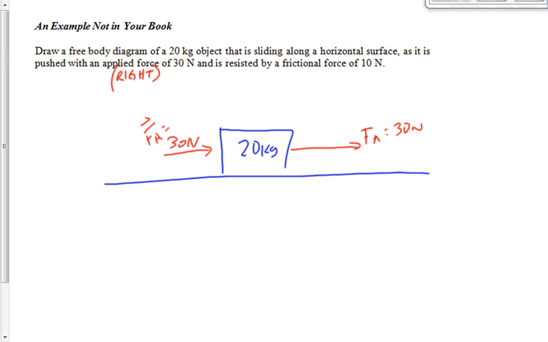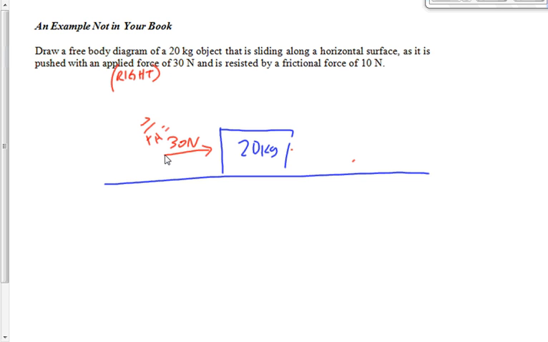Now, some of you might argue that that's really pulling the object, as opposed to pushing the object, but it doesn't really matter because the effect is the same. So if you want to draw where Aiden drew it, that's absolutely fine. If you want to draw it over here where I drew it, that's absolutely fine. Just make sure you don't draw it in both places, because then that's kind of indicating that there's two forces, right? We've got an applied force to the right. Doesn't matter where I draw it, as long as I draw it in the right direction, to the right, 30 newtons. Good. Who's next? We've got a frictional force of 10 newtons.